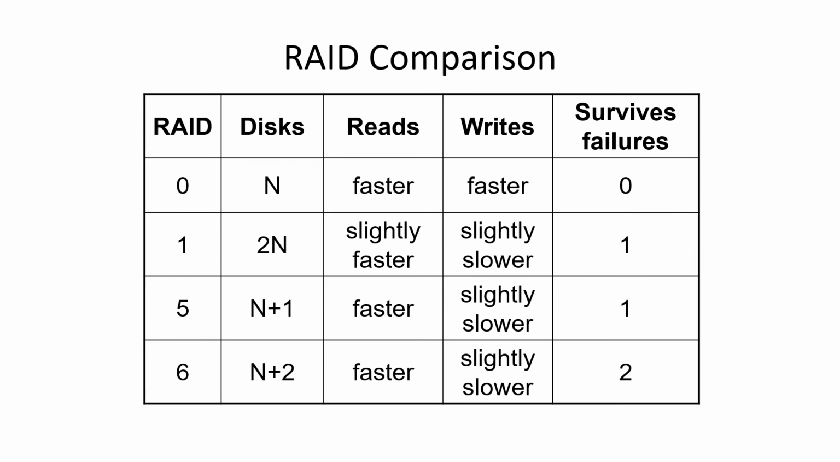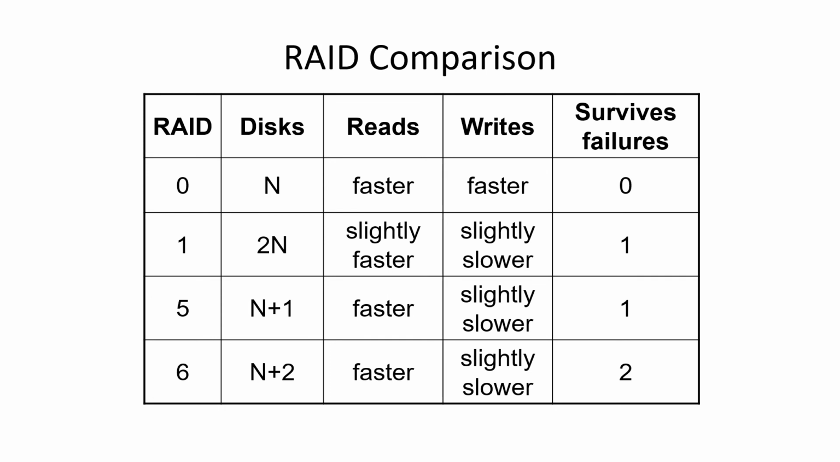RAID 5 requires 1 additional drive. So if it requires 4 drives to hold the data, a 5th drive can be used to hold the extra parity information. Reads are faster because it's striped across the system, so the striping like RAID 0 improves performance. Writes are slightly slower because you have to write that parity block. And if any one of the drives fails, the system will keep on running.